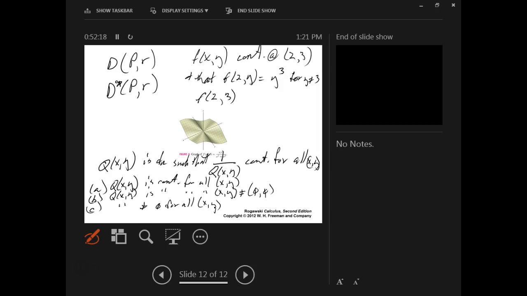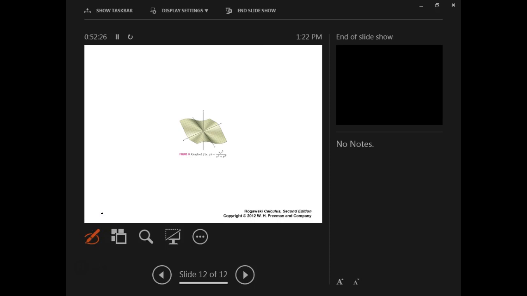All right, now let's do number 4. Okay, suppose that f of x, 0 is equal to 3, for all x not equal to 0. Okay, for all x not equal to 0. And that f of 0, y is equal to 5, for all y not equal to 0.